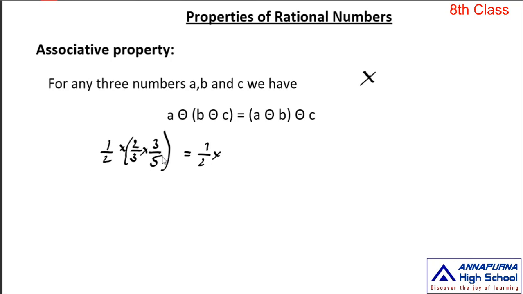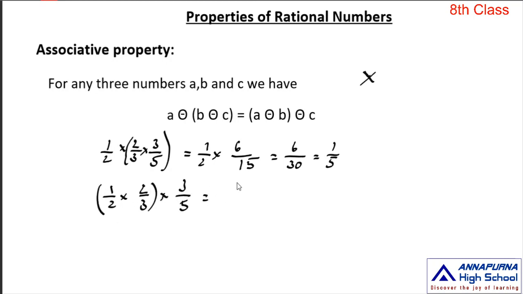No need to find the LCM here, we are doing multiplication. So that's why multiply the numerators and denominators separately. So 2 3s are 6 by 3 5s are 15. Okay, so it is equal to 6 by 30. It is equal to 1 by 5. Okay, and multiply the three rational numbers in different order. 1 into 2 by 3 is 2 by 6, into 3 by 5. It is equal to 6 by 30. It is equal to 1 by 5.